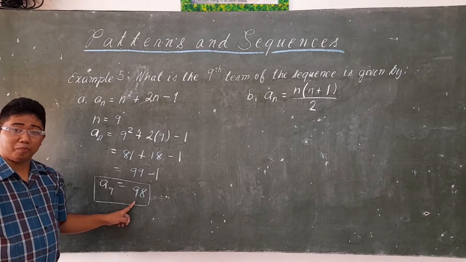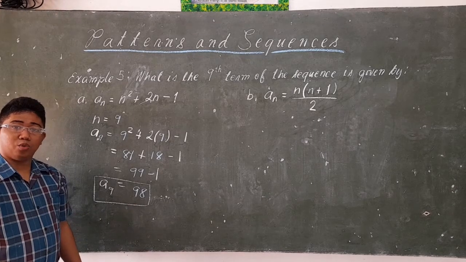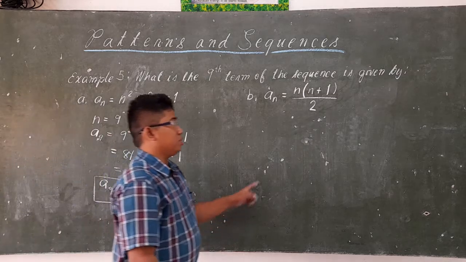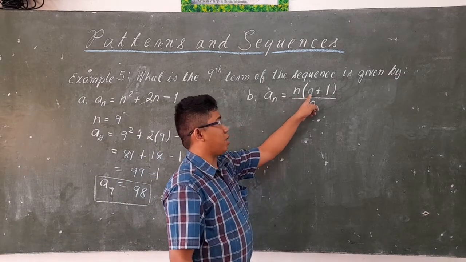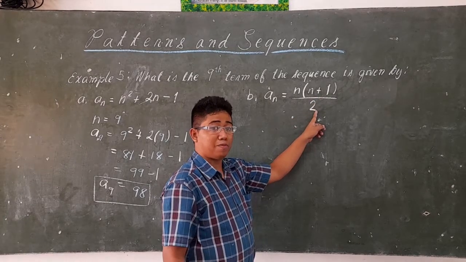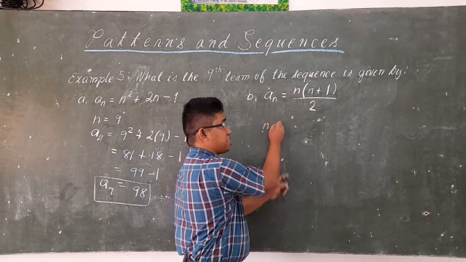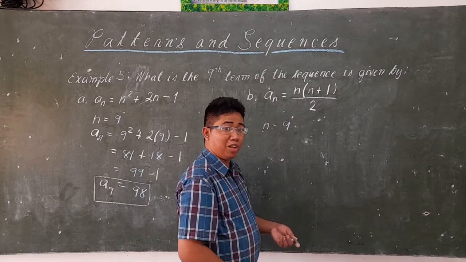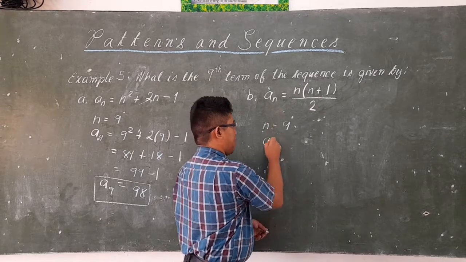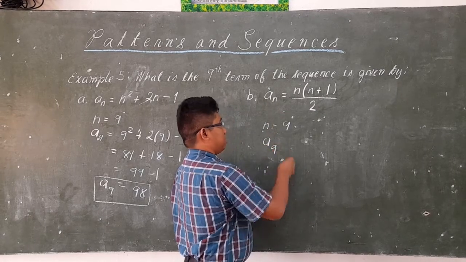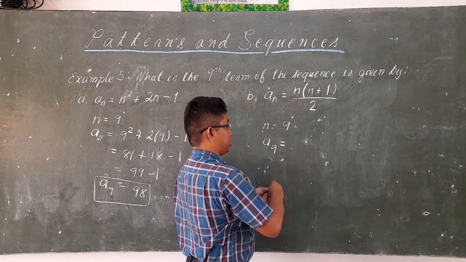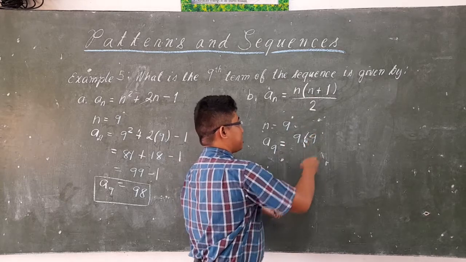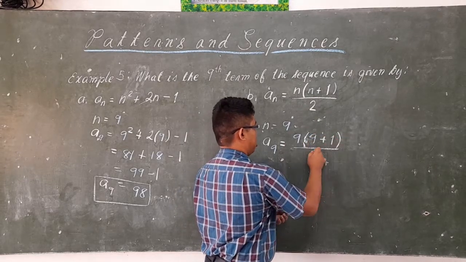Let us proceed to letter B, where a sub n is equal to n times the quantity n plus 1, all over 2. We are going to substitute the value of n, in the same way as the previous problem. So n is equal to 9. Substituting into the given formula, a sub n becomes a sub 9. So a sub 9 is equal to the value of n, which is 9, multiplied by n, also 9, plus 1, divided by 2.